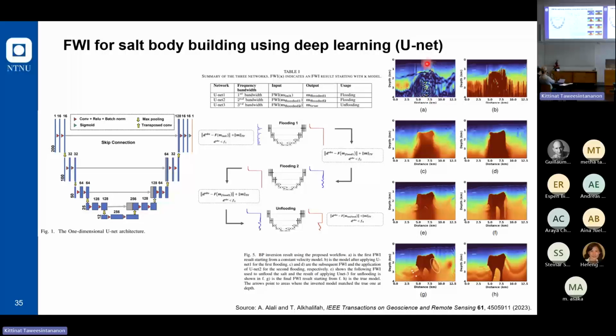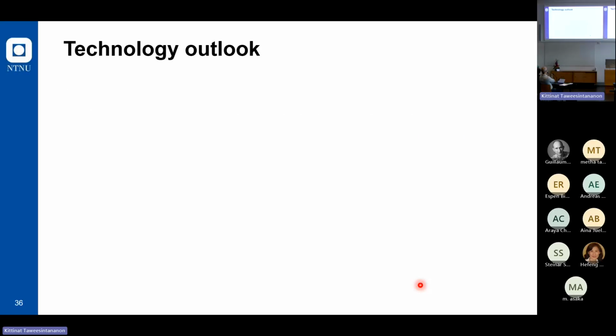starting from scratch, it's like this one, and then on the right, they try to evolve, update the velocity model using this kind of technique, and it's quite promising at the end here compared to the true model here. But there is some way to go in terms of research and development.